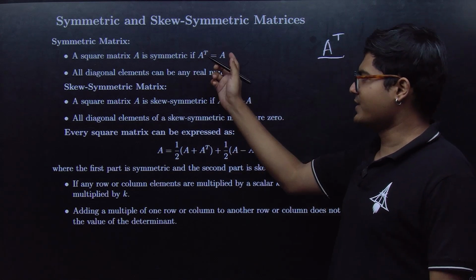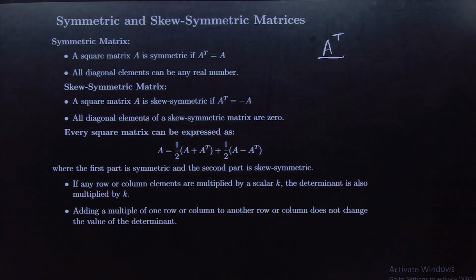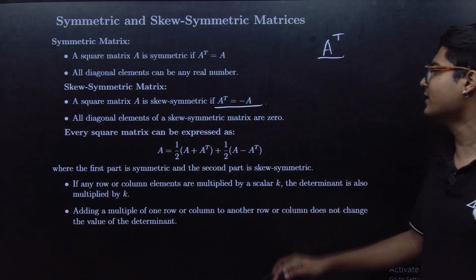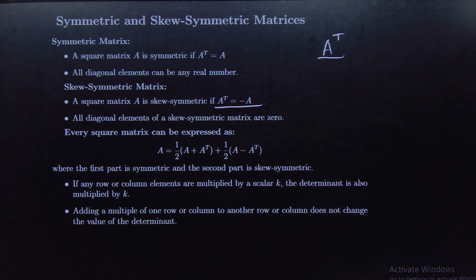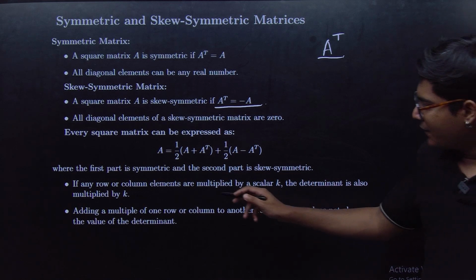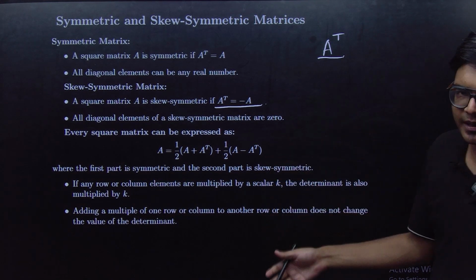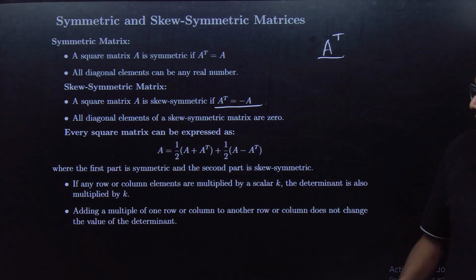So if A transpose is equal to A, then we'll say that it's a symmetric matrix. Similarly, if A transpose is equal to minus A, then we'll say that it's a skew symmetric matrix, right? Also remember, if you multiply any row or column by a scalar k, then the overall value of the determinant also gets multiplied by the same scalar k, right?